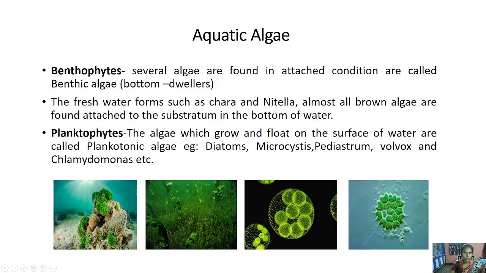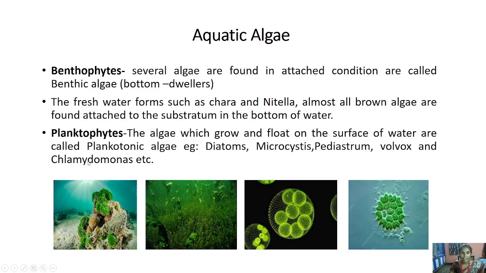Coming to the aquatic algae, again, the aquatic algae are of two types: benthophytes and planktophytes. If the algae are found attached to the floor of the water body, at the bottom of the water body, they are said to be benthophytes. They are otherwise known as bottom dwellers or benthic algae. Freshwater forms such as Chara and Nitella, and almost all brown algae, are found attached to the substratum at the bottom of the water body. So those types of algae are referred to as benthophytes.